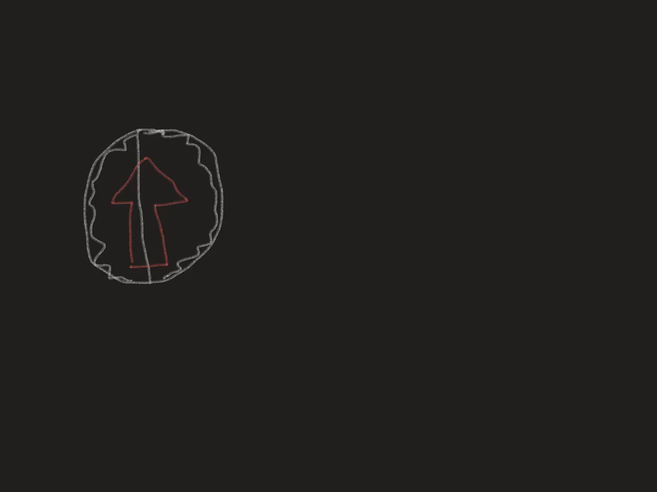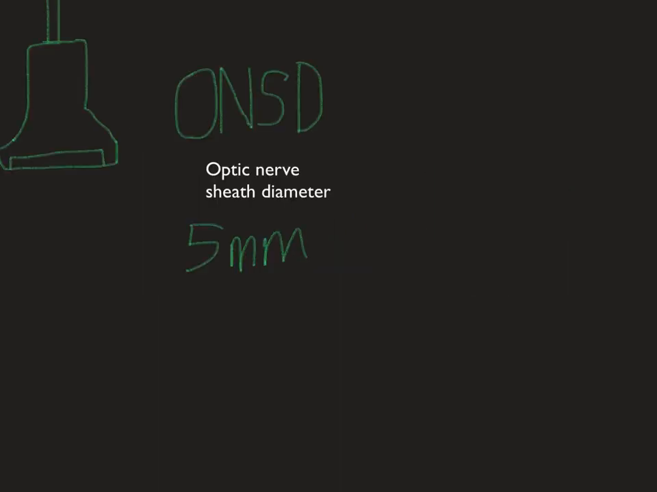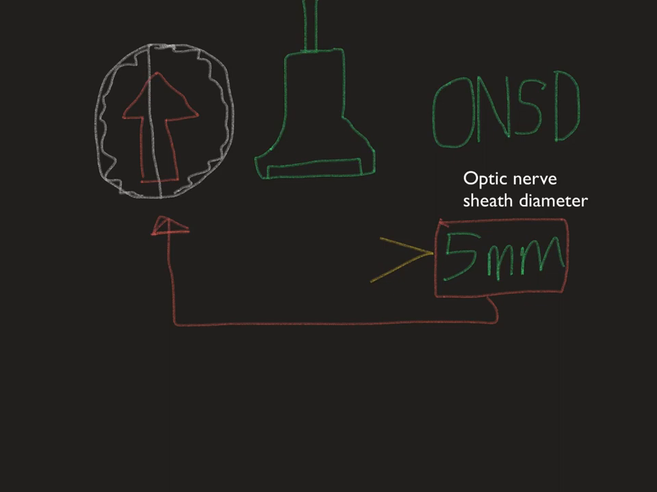Okay, how to detect increased ICP or intracranial pressure using ultrasound? The answer is by using optic nerve sheath diameter. It is known now that it correlates closely with ICP and can be measured using ocular ultrasound. The normal ONSD is up to 5 mm in diameter. If the ONSD is higher than 5 mm, there is high possibility of presence of a raised ICP, which is more than 20 mmHg.